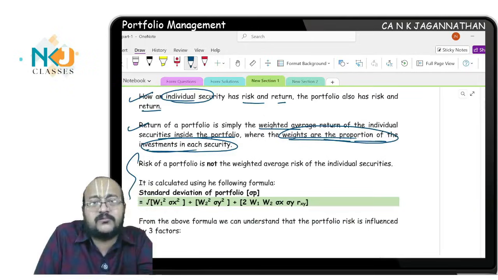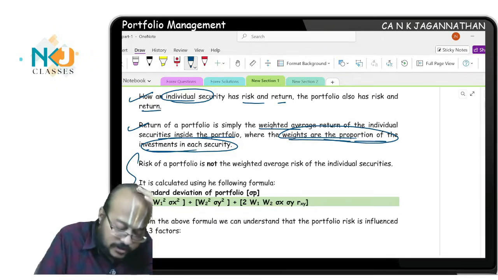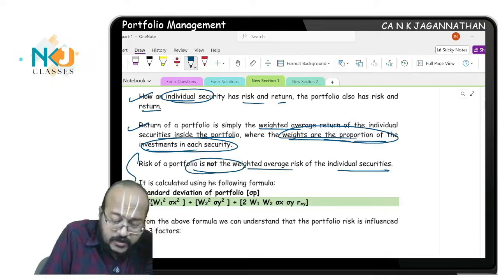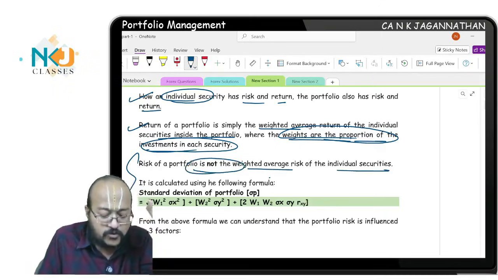which is simple, nothing but the A plus B whole square formula. Just the same formula only, a little bit of alteration is required using the correlation effect. We have to give the correlation effect. See here, risk of the portfolio is not the weighted average risk of the individual securities. It is calculated using the formula for portfolio standard deviation.